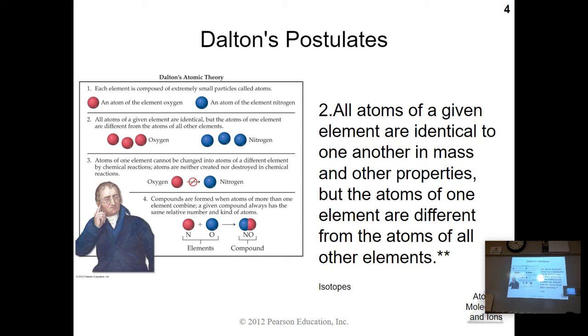Number two, all atoms of a given element are identical to one another in mass and other properties, but the atoms of one element are different from the atoms of all other elements. Okay. So yes, the atom of one element is different from those of other elements. Basically saying that each element has its unique identity. Just like you have your own unique identity, atoms are the same way. Okay.